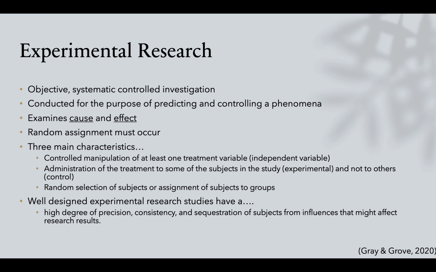The first is a controlled manipulation of at least one treatment variable. This is referred to as an independent variable. The second is administration of the treatment to some of the subjects in the study, which is the experimental group, and not to others, which is the control group. The final criteria is that the selection of the subjects or assignment of these subjects to the groups is randomized.